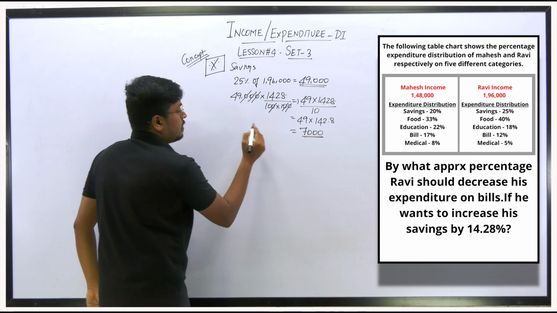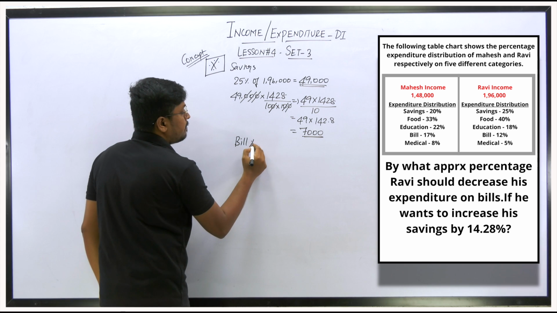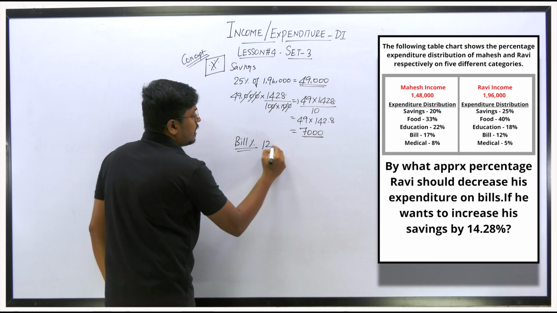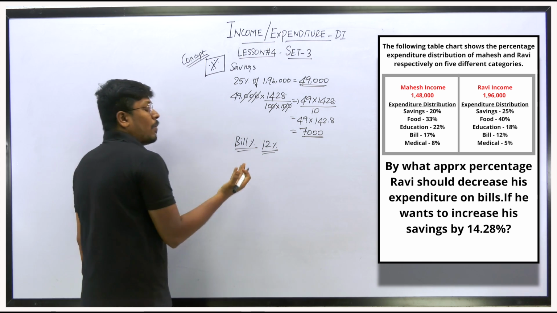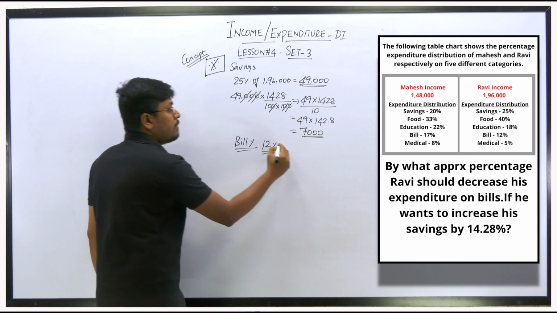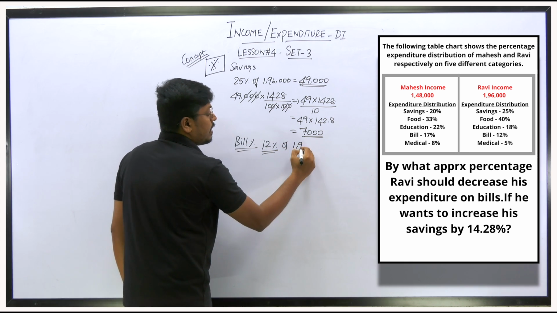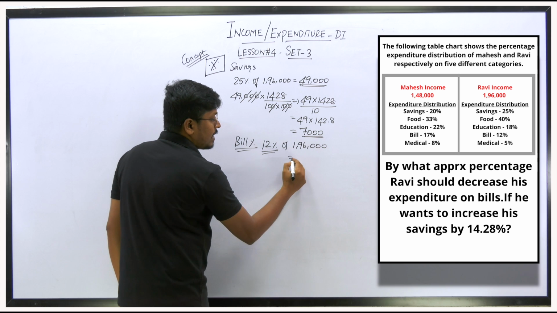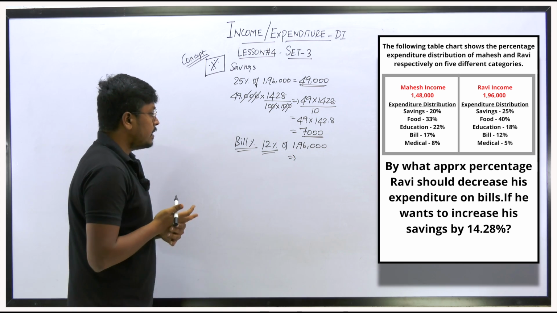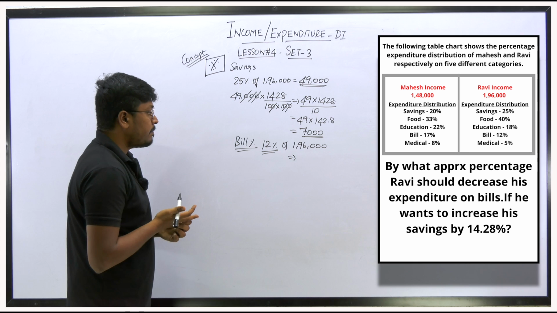So bill is how much? So bill percentage is how much according to the chart? It is 12%. Let me find what is the expenditure on the bill. So 12% of 1,96,000 is the expenditure on the bill. Understood? So 1,96,000 will be 0, 0.